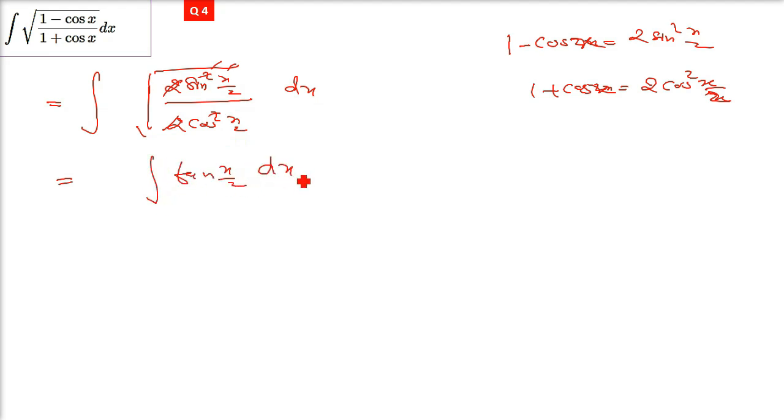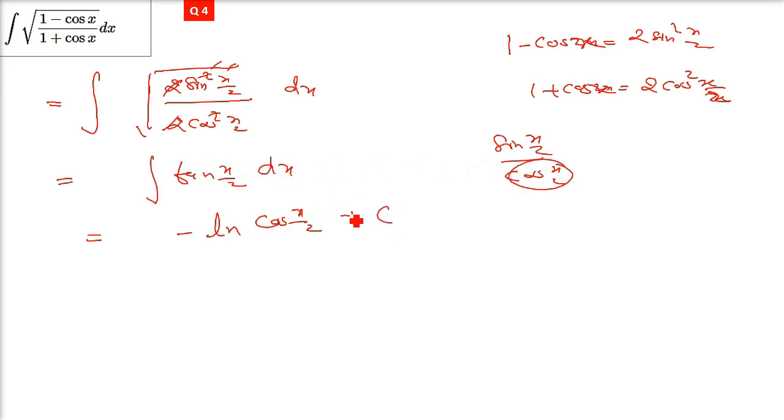Now we are going to integrate this. When you integrate this, the result is minus ln, log base e, of cos x by 2. Please remember, when we were integrating sin x by 2 by cos x by 2, cos x by 2 we take as t, then differentiate it. Sin x by 2 will be replaced, and that is how 1 by t will be there. 1 by t integrates to log only. So that's how it has come.